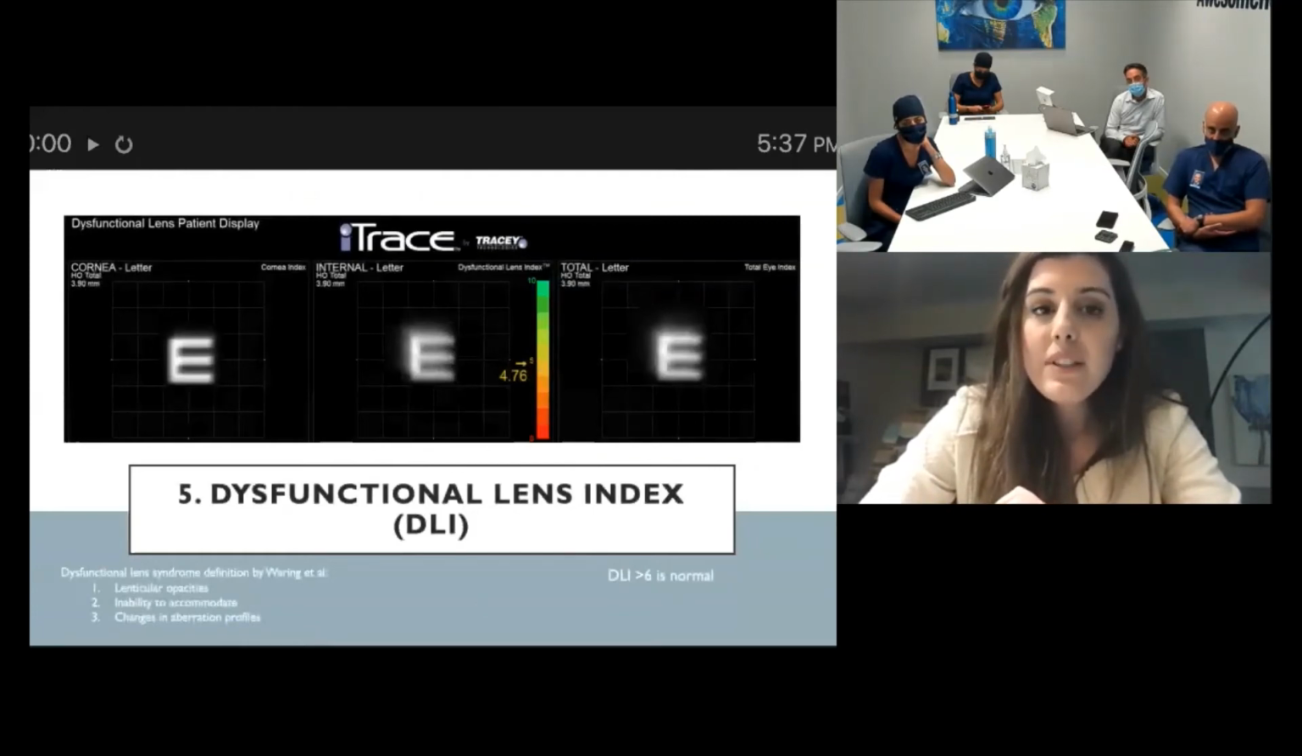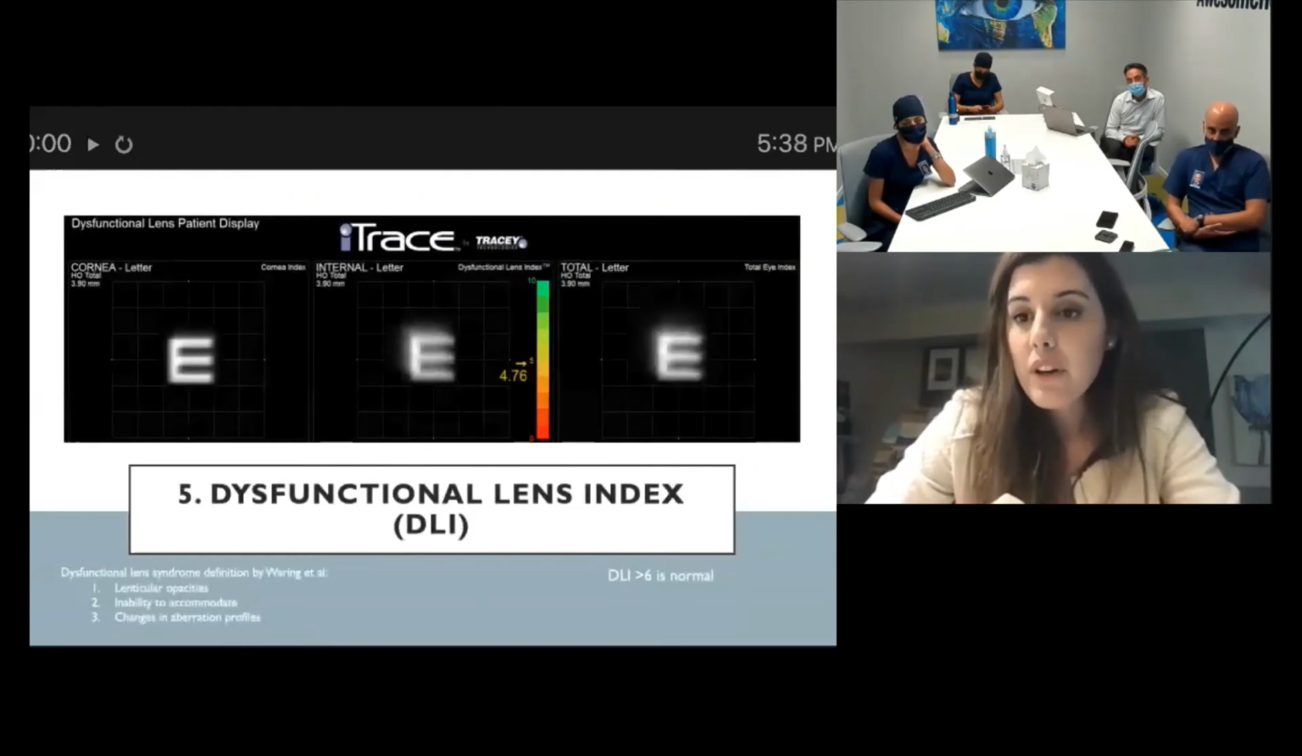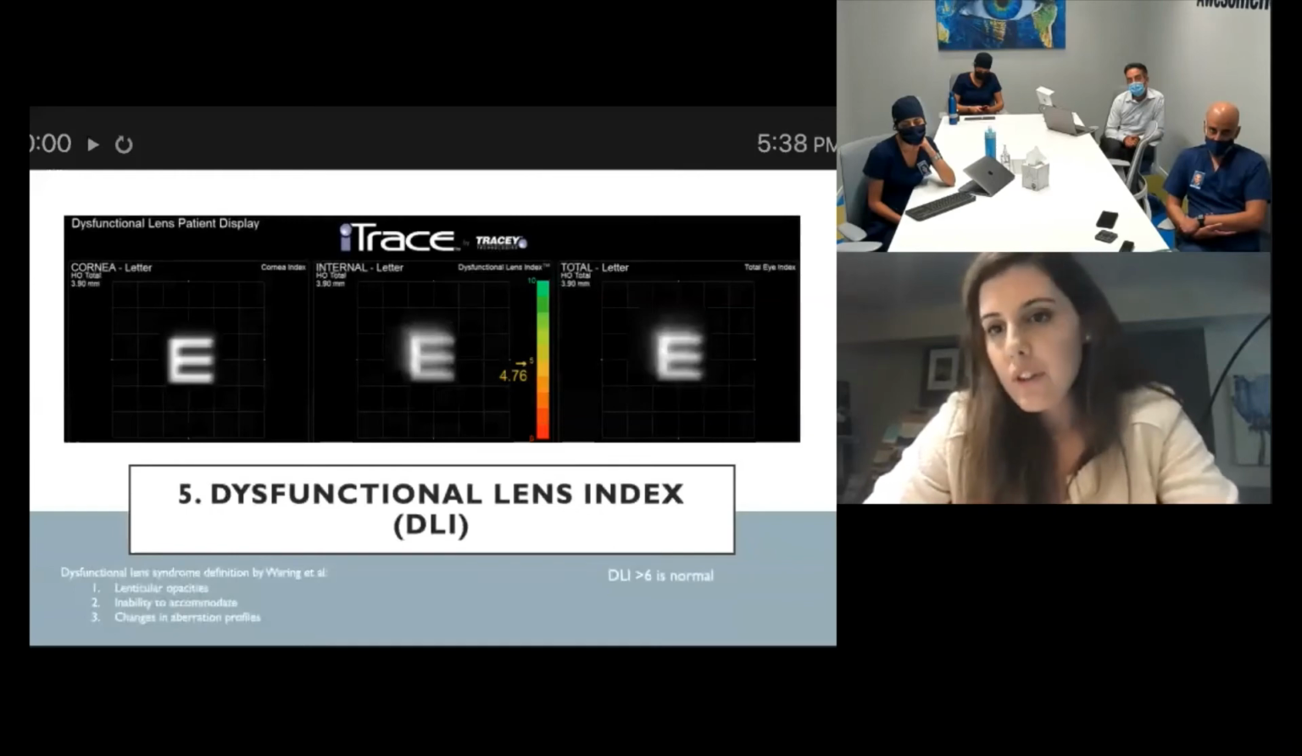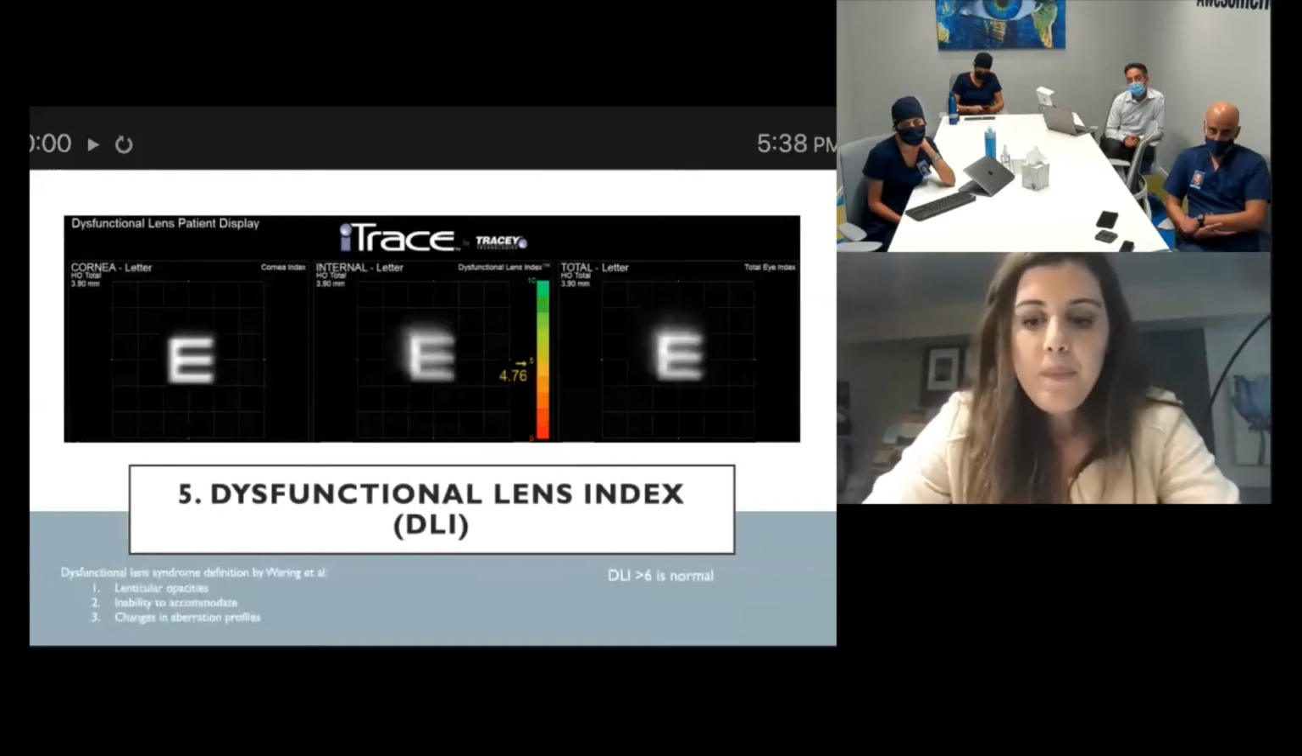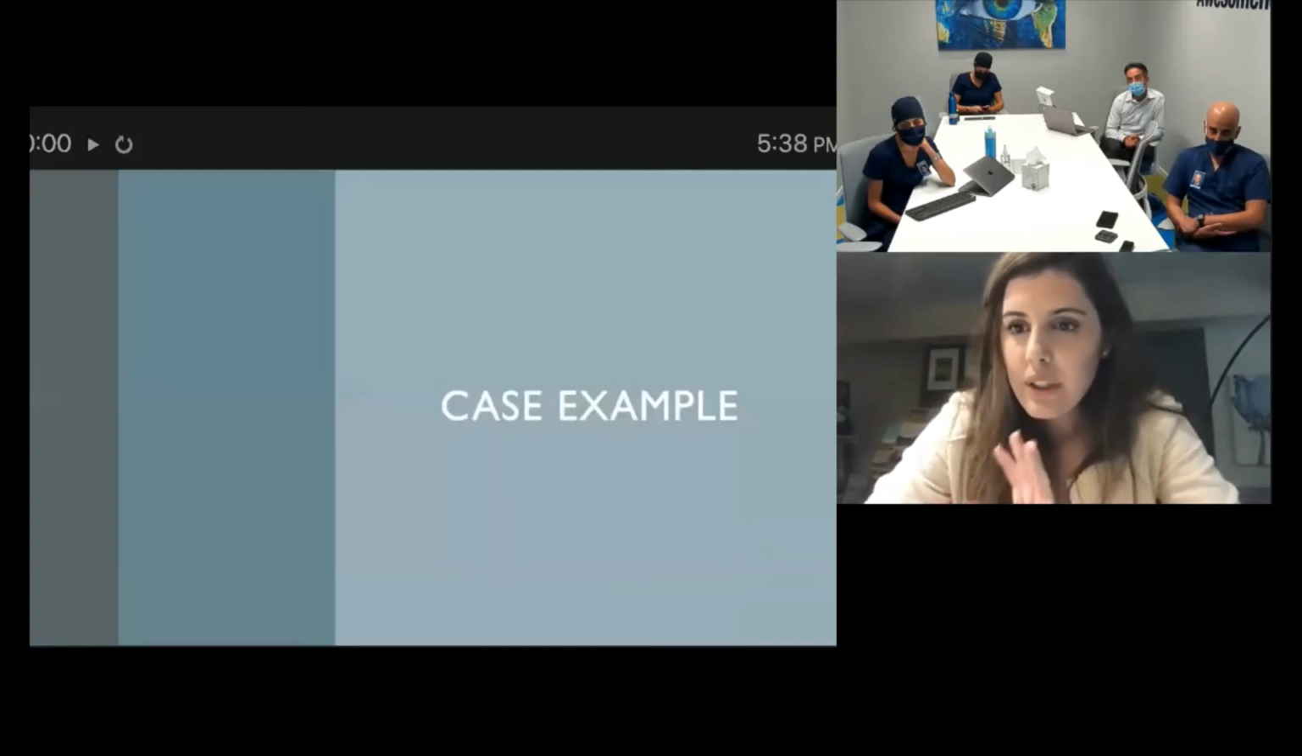If it is above 6, then the aberration profile is okay, and this is not a cataractous eye. So this is another way to look at the cataract other than the Scheimpflug image and other than your actual exam. So I'm going to move on to one last case just to illustrate all of the items that we've just discussed.